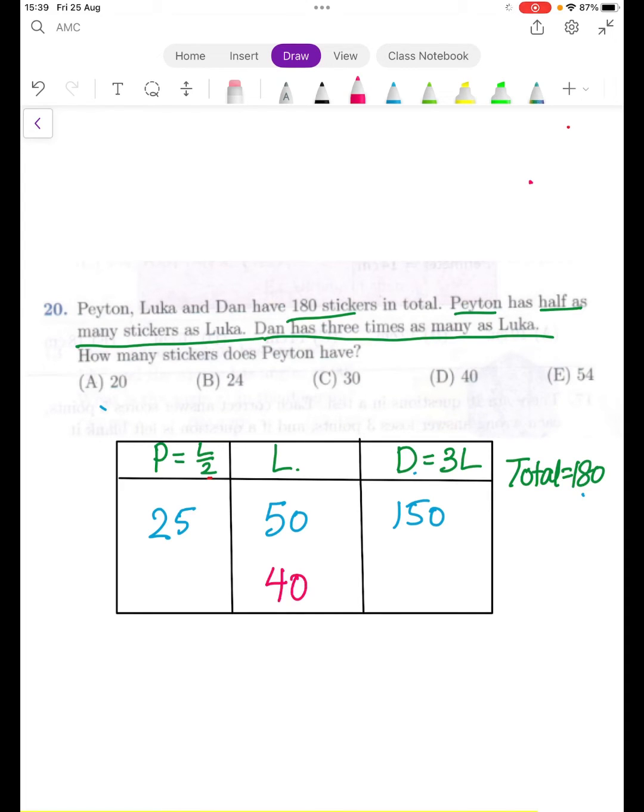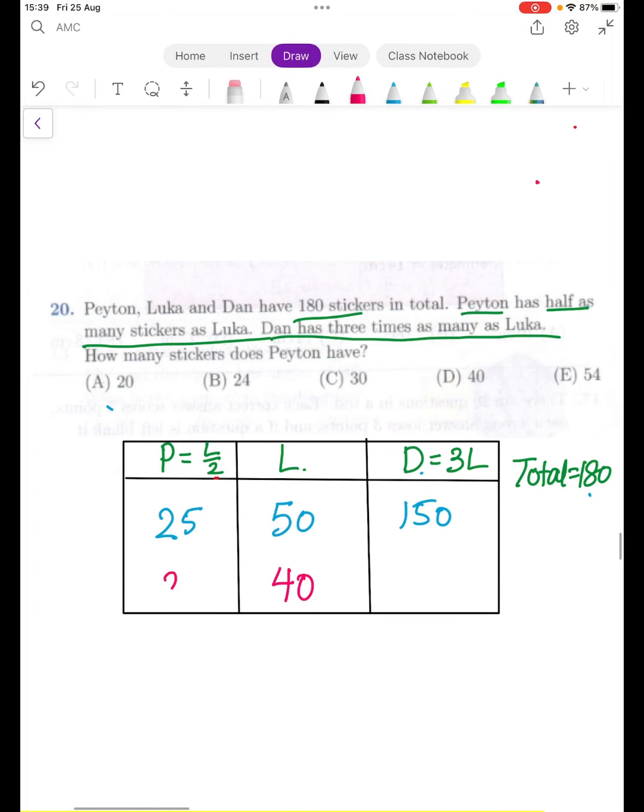Let's try 40. If Luca has 40, that means Peyton must have half of that, that's 20. And Dan has triple of Luca, 40 times 3 is 120. Let's see, 120 plus 40 is 160, plus 20 is actually 180. They all add up to 180. And we found our correct answer.